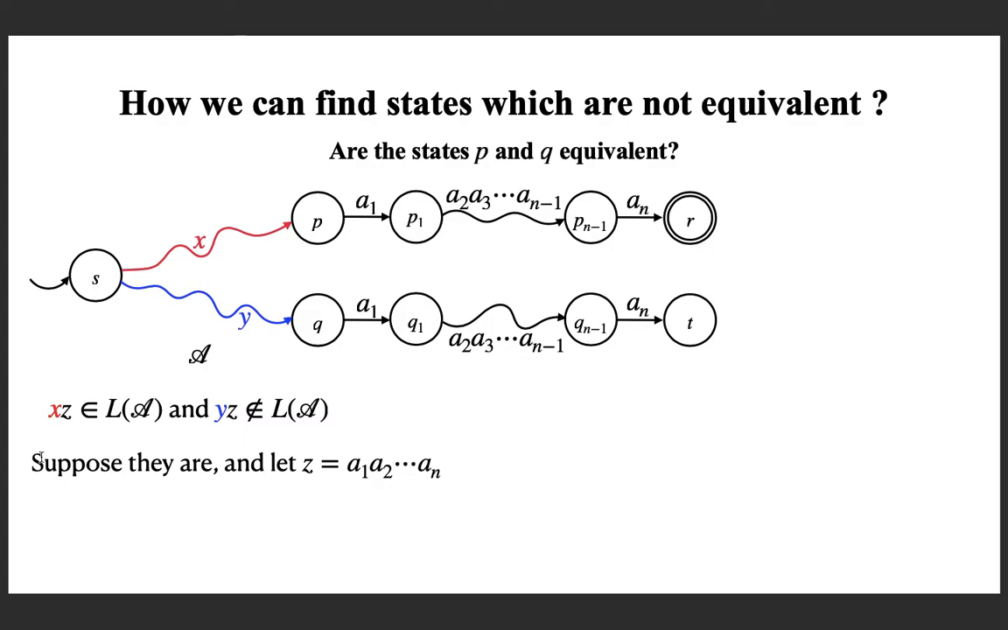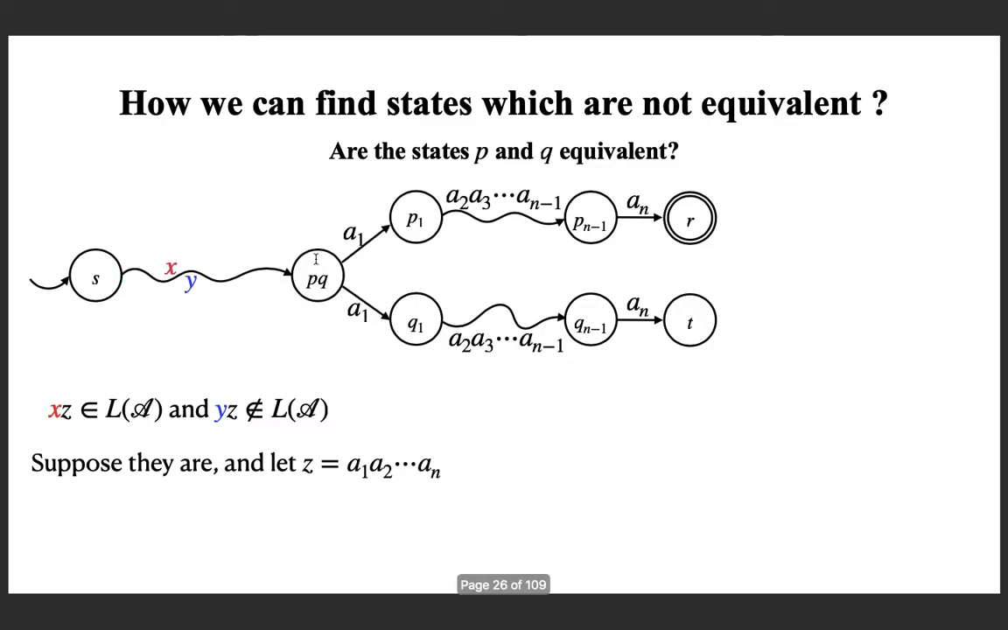Now we assume that P and Q are equivalent. If they are equivalent, we can merge them. Try merging them. So this is the situation. So we merge P and Q into PQ. This is how you can merge. Now the question is, is the resulting machine a DFA? What is your answer? The answer is no, because you have two transitions for A1.